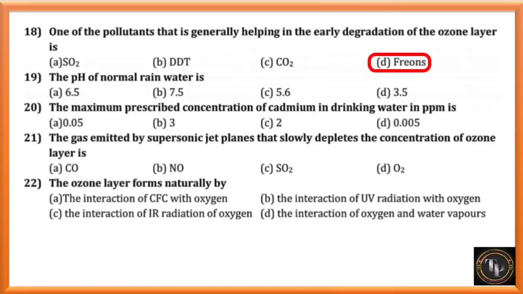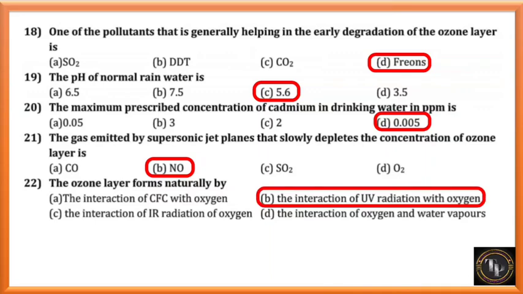One pollutant that generally helps in early degradation of the ozone layer is freons. Chlorofluorocarbon compounds of methane and ethane are collectively called freons. The pH of normal rainwater is 5.6. The maximum prescribed concentration of cadmium in drinking water is 0.005 ppm. The gas emitted by supersonic jet planes that slowly depletes the ozone layer is NO. The ozone layer forms naturally by the interaction of UV radiation with oxygen.